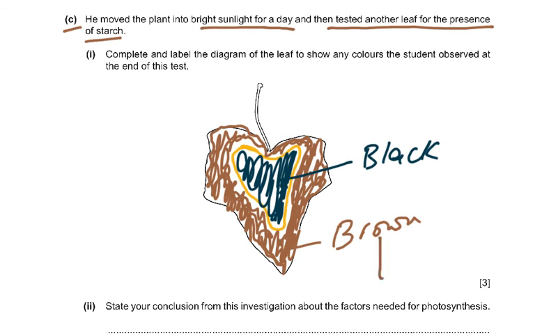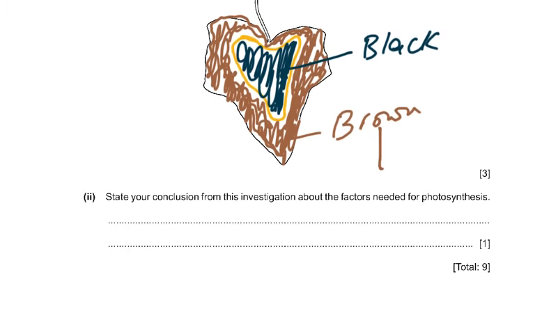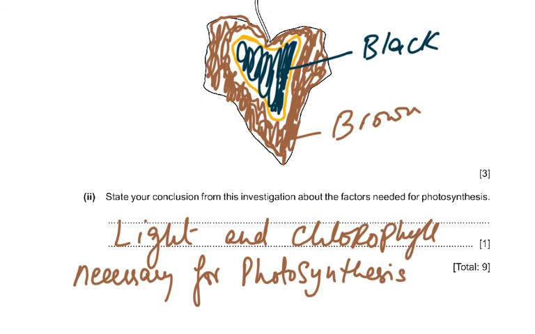Now state your conclusions from the investigation. Your conclusion about the factors needed for photosynthesis is that light and chlorophyll are necessary. The green part contained chlorophyll. When you exposed it to light, the green part containing chlorophyll showed that it was necessary for photosynthesis, and that got you your 1 mark.